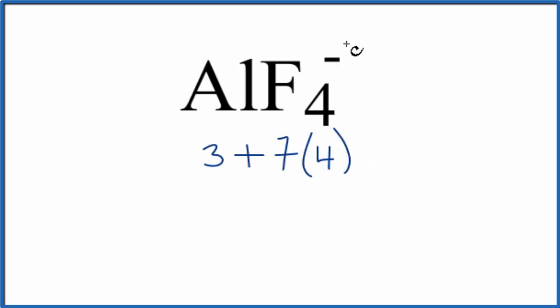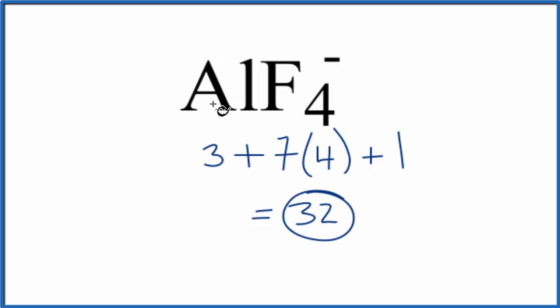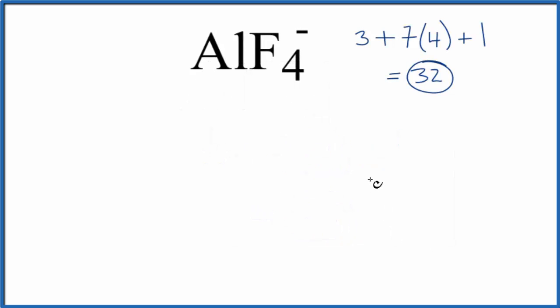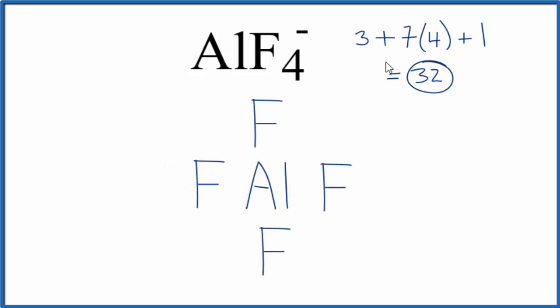And then that negative sign up here, this means we have an extra electron. So we'll add that extra electron. We add this all up. We get 32 total valence electrons for the AlF4- Lewis structure. We'll put the least electronegative element at the center of our Lewis structure. That's the aluminum. So we'll put our aluminum here in the center, and then we'll put 4 fluorine atoms around the outside. We have 32 total valence electrons for this AlF4- Lewis structure.